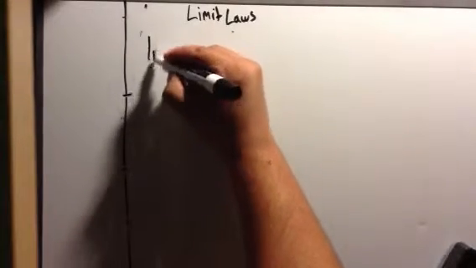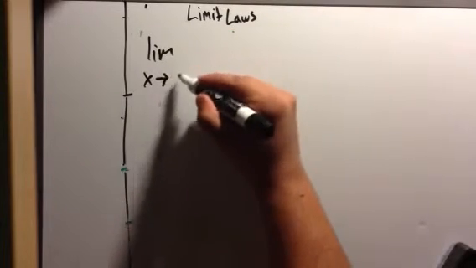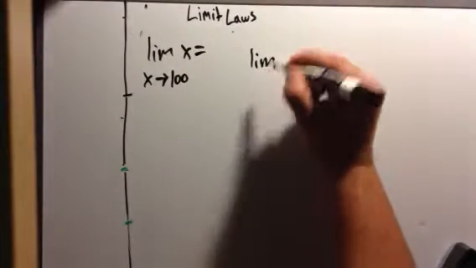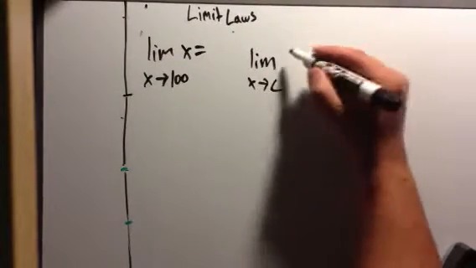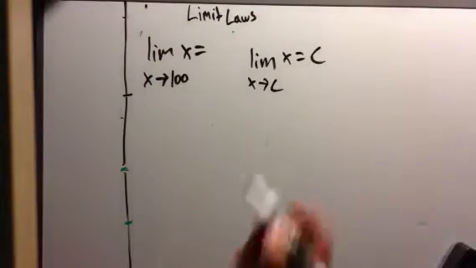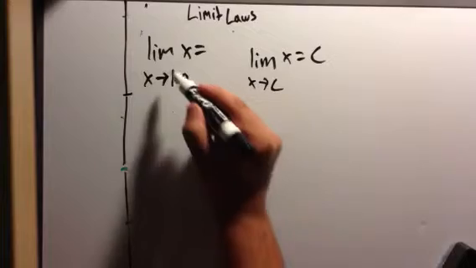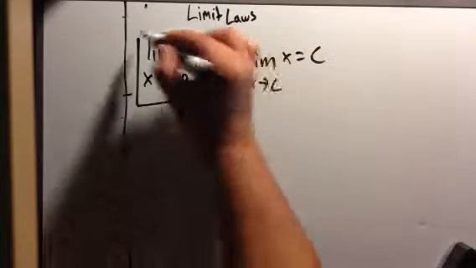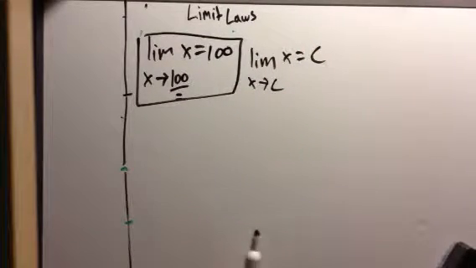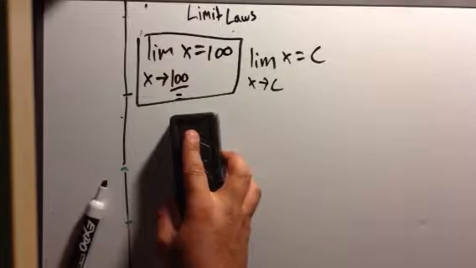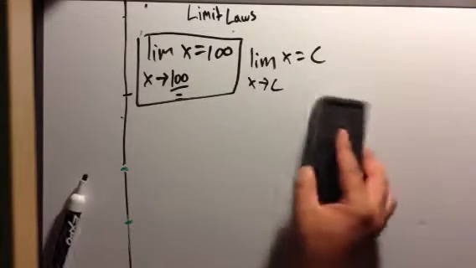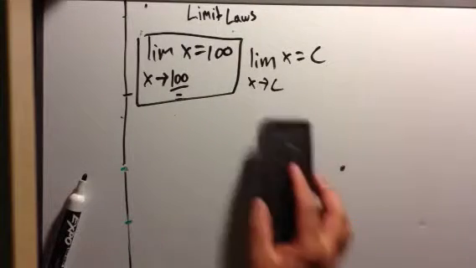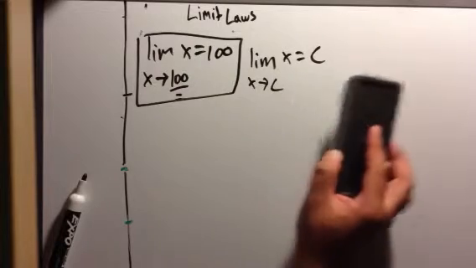So let's just do a few more of those ones. So the limit as x goes to 100 of x. Well, just remember the limit law that the limit as x goes to c of x is just equal to the number c. Or we could think of 100 as our c, so it's just equal to 100. Pretty straightforward, right? So the limit as x goes to 100 of x is just equal to 100. And we could prove it using this limit law: the limit as x goes to c of x is equal to the number c.